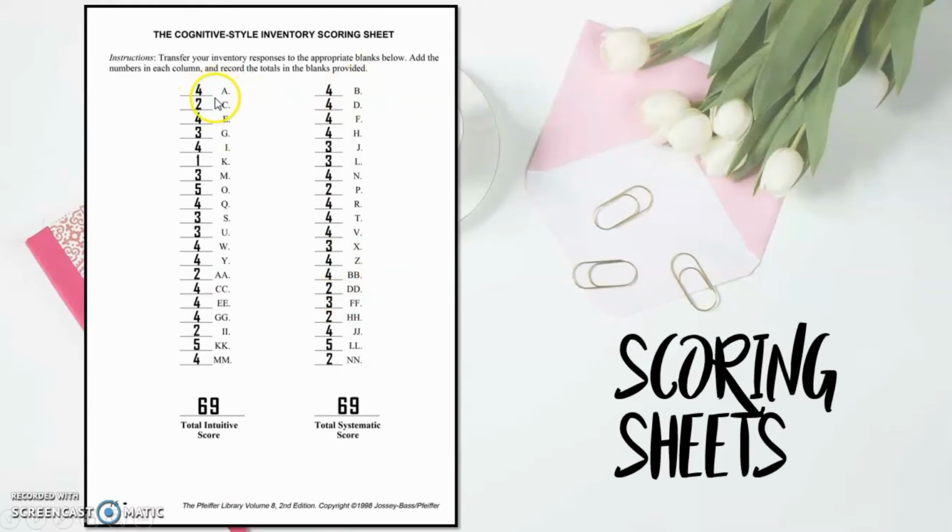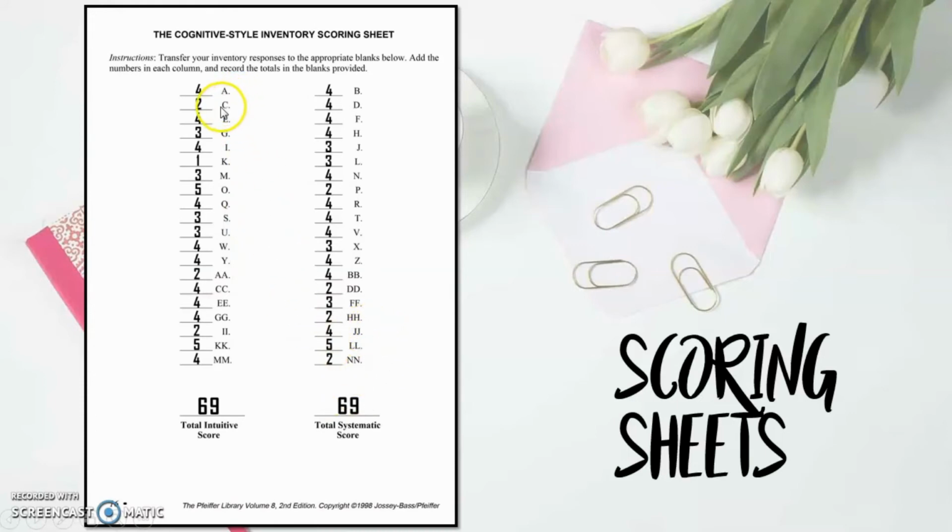The respondent needs to put the number in each column, the left column for the intuitive score and the right column for the systematic score. If the respondent answers item A with 4, which is agree, the respondent needs to write 4 at the blank provided. The same goes for the other items until the last, the 40th item.